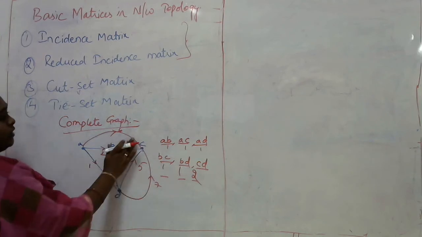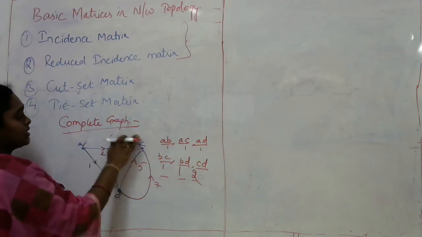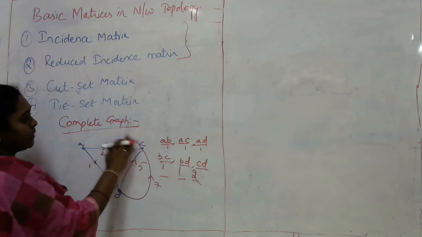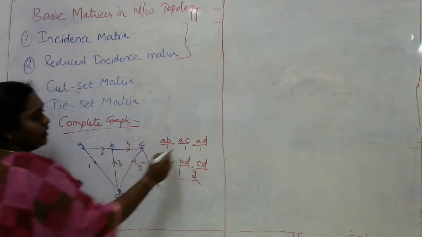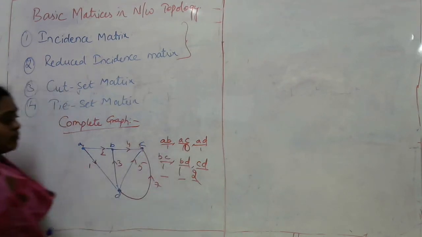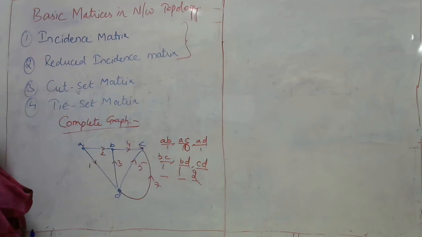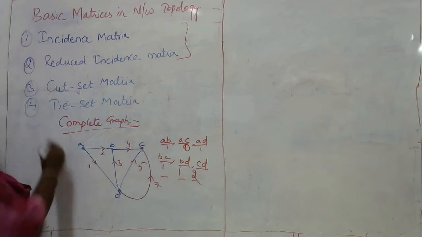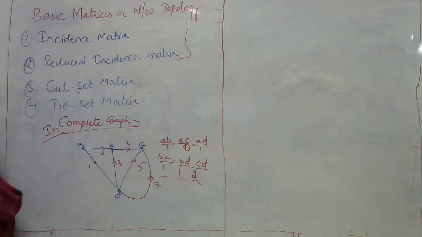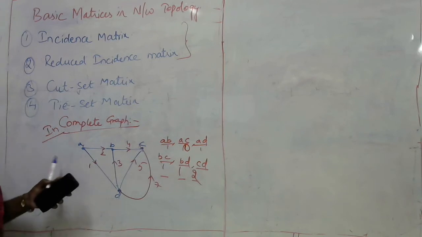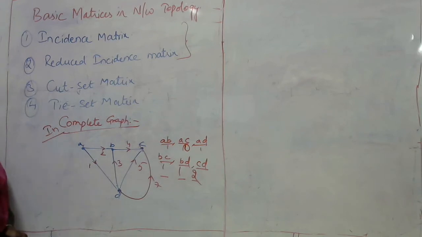Similarly, now let me take this example in such a way that there is no branch between A and C. So in between A and C the number of branches is 0, but in between C and D the number of branches is 2. Then also the graph is said to be an incomplete graph. So for each and every node pair, there should be a minimum as well as maximum of one branch. Then such a graph is called a complete graph.